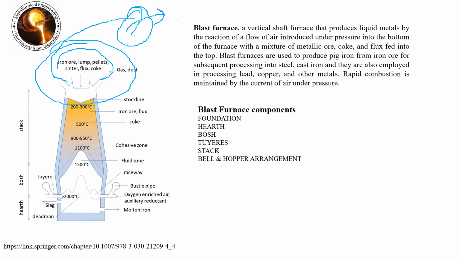After that, what happens? We will go through the blast furnace components and understand. There are six types of components. These are the major components into which it has been divided. Initially, let's start with the foundation. The foundation is here at the bottom.